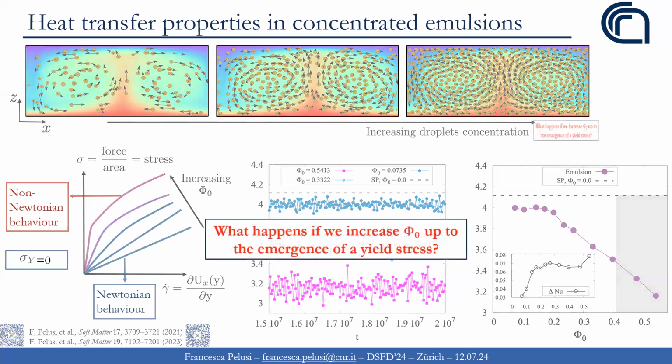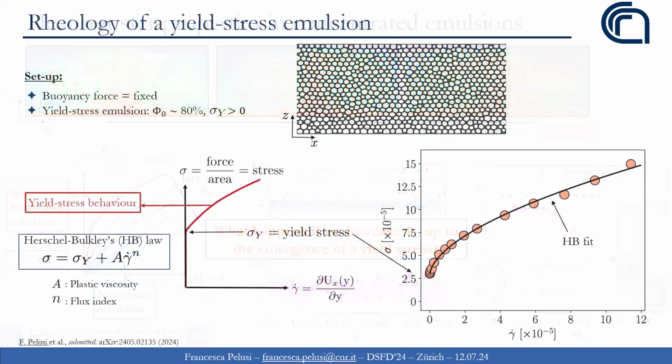but this is not the aim of the present talk. What I want to talk about is what happens if we still increase the droplet concentration up to the emergence of the yield stress, as I told you before. So in this case, we are dealing with this complex rheology. We are considering a yield stress emulsion, and this is the initial condition. It is very packed for 2D simulations, roughly 80% droplet concentration. And by performing a dedicated rheological experiment, we see that the value of the yield stress is different from 0, and we can also fit the rheological curve with the Herschel-Bulkley model.